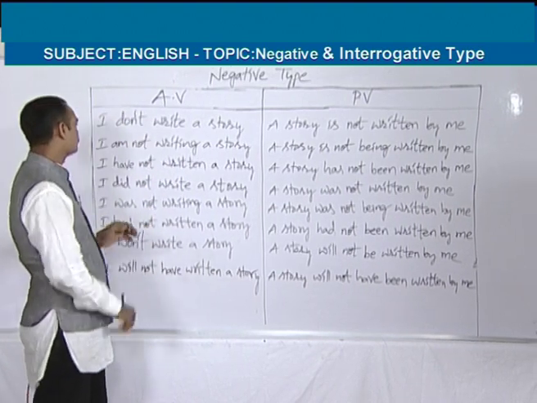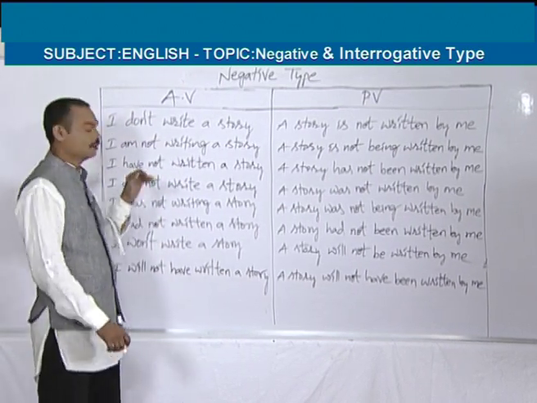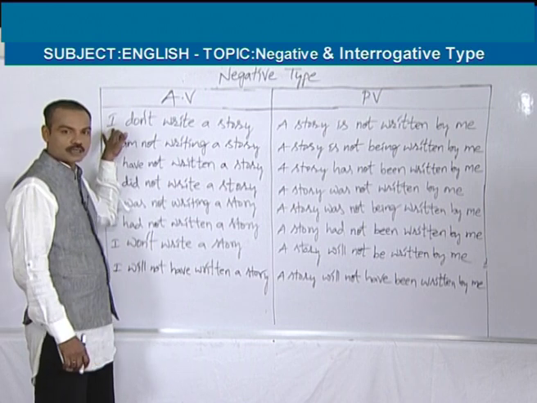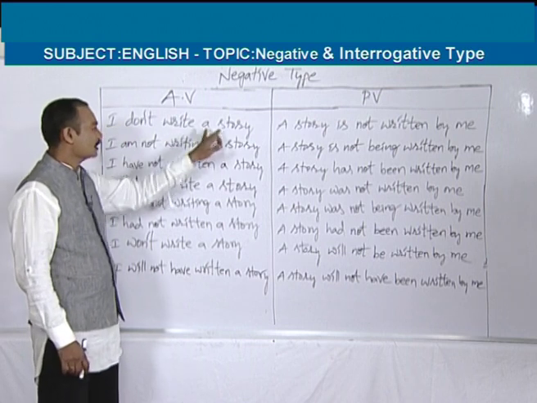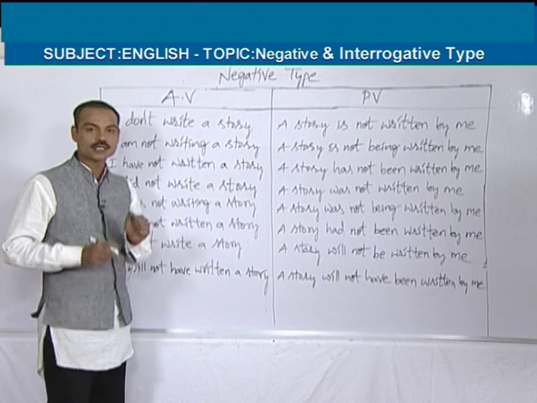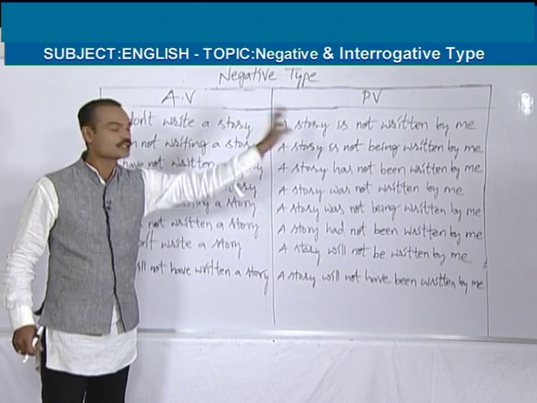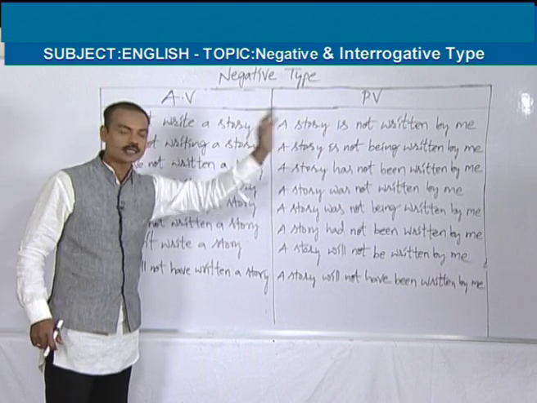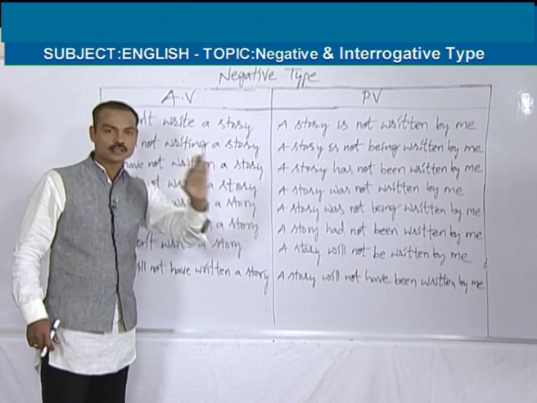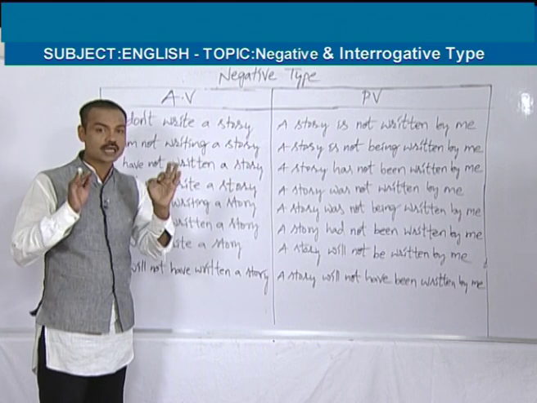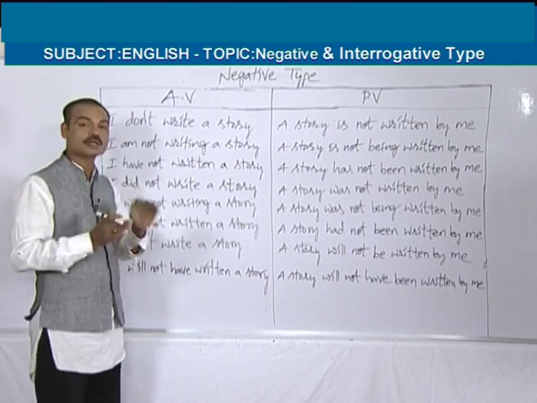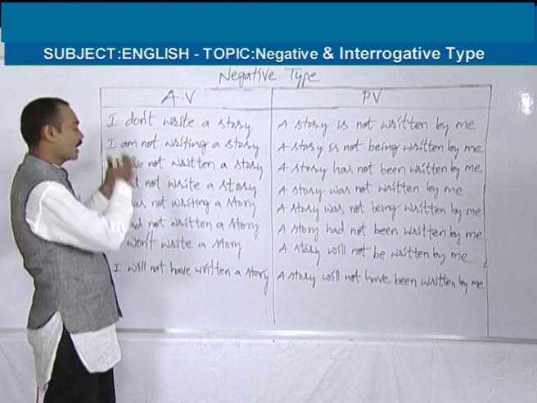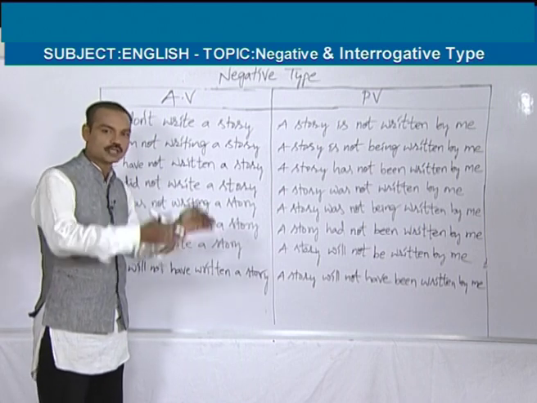For example, one name is there. Pradeep doesn't write a story. So Pradeep is a noun, and nouns should not be changed. Nouns should be written as they are. A story is not written by Pradeep. There won't be any changes in nouns, only in pronouns. Whenever you see I, we, you, they, he, she, you should change them.